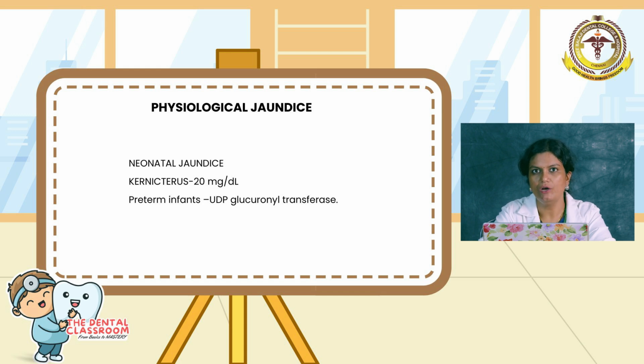First, let us see why hyperbilirubinemia develops in neonates or in preterm infants. This is because of lack of complete functioning of the liver and the enzyme UDP glucuronyl transferase. Again, recall UDP glucuronyl transferase is the key enzyme which helps in the conjugation of bilirubin. This enzyme is fully functional only when the gestation is complete.